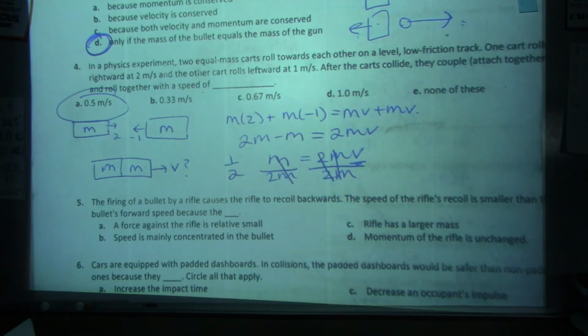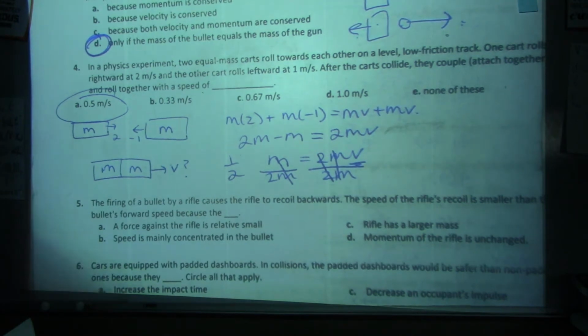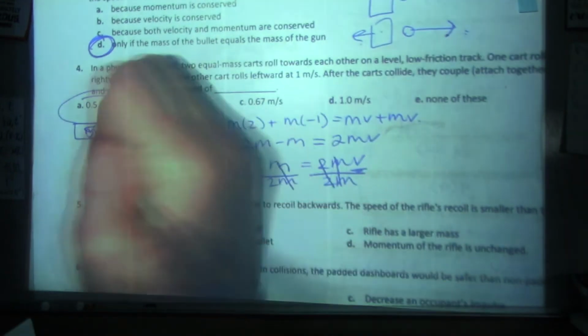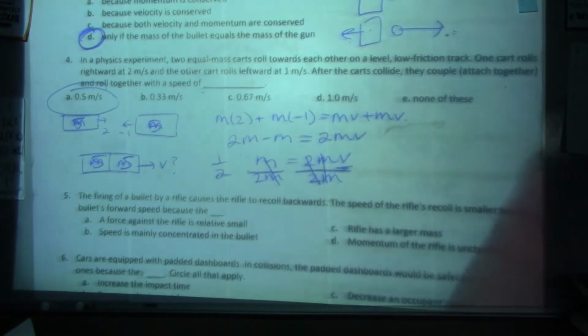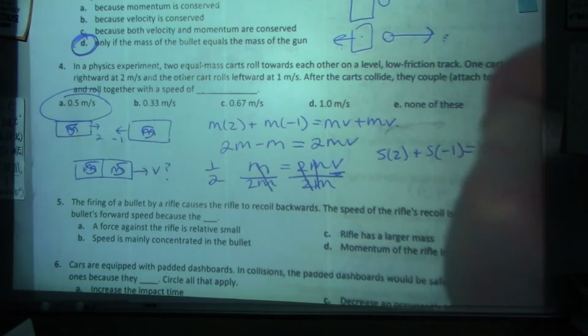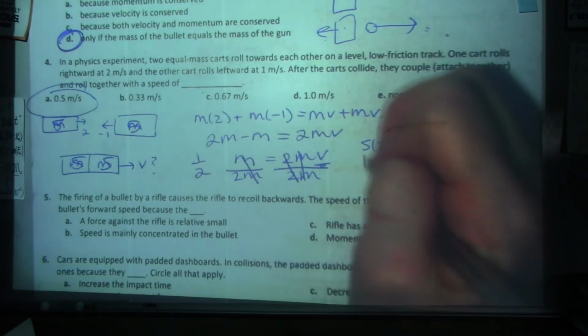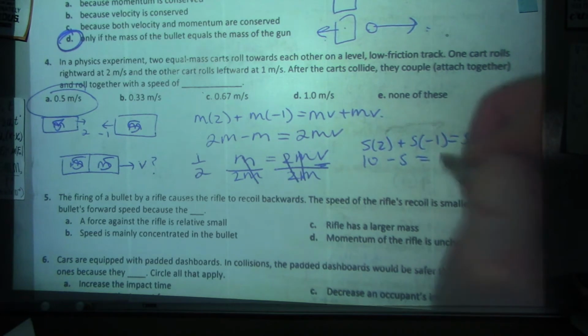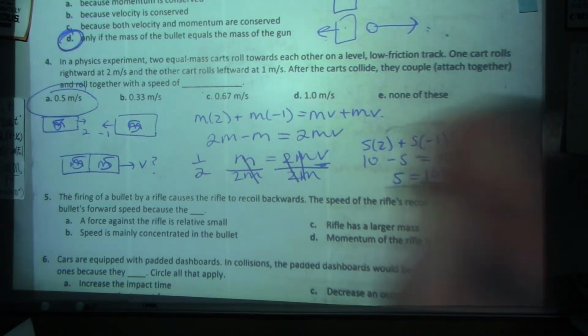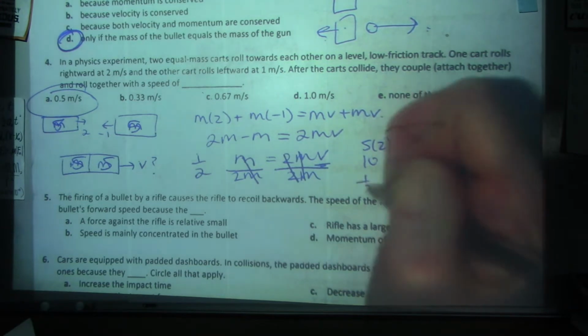Now some of you do not like using m, so let's make up a mass. Let's say you use 5. As long as you keep it the same for both because they're equal, this will work out. So I have 5 times 2 plus 5 times negative 1 equals 5v plus 5v. That's 10 minus 5 equals 10v. That's 5 equals 10v. Divide by 10, and I get 1/2 or 0.5 again.